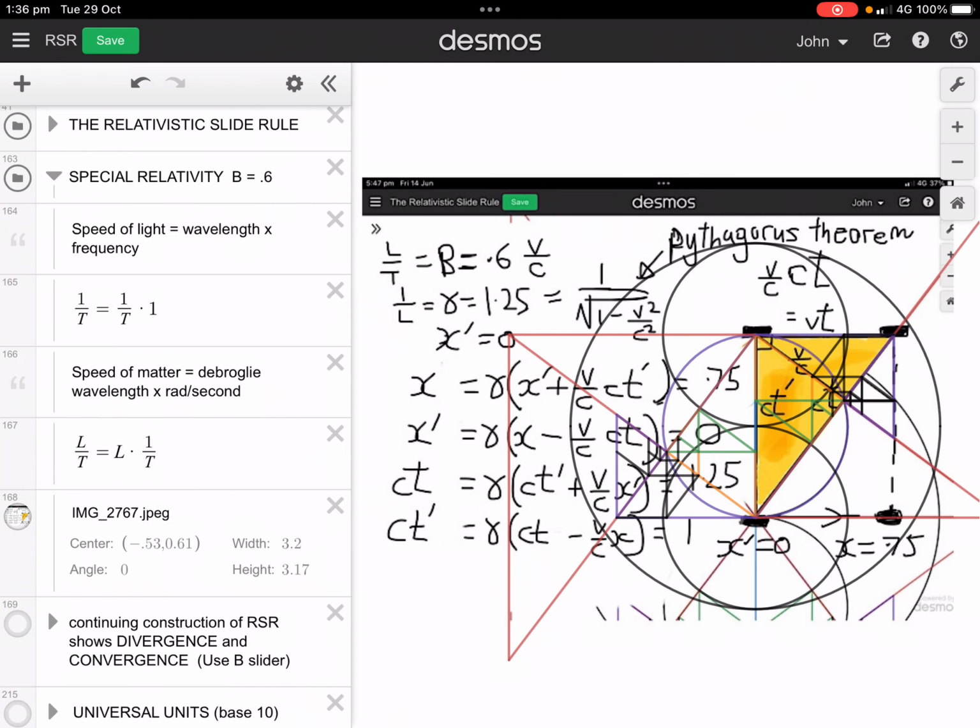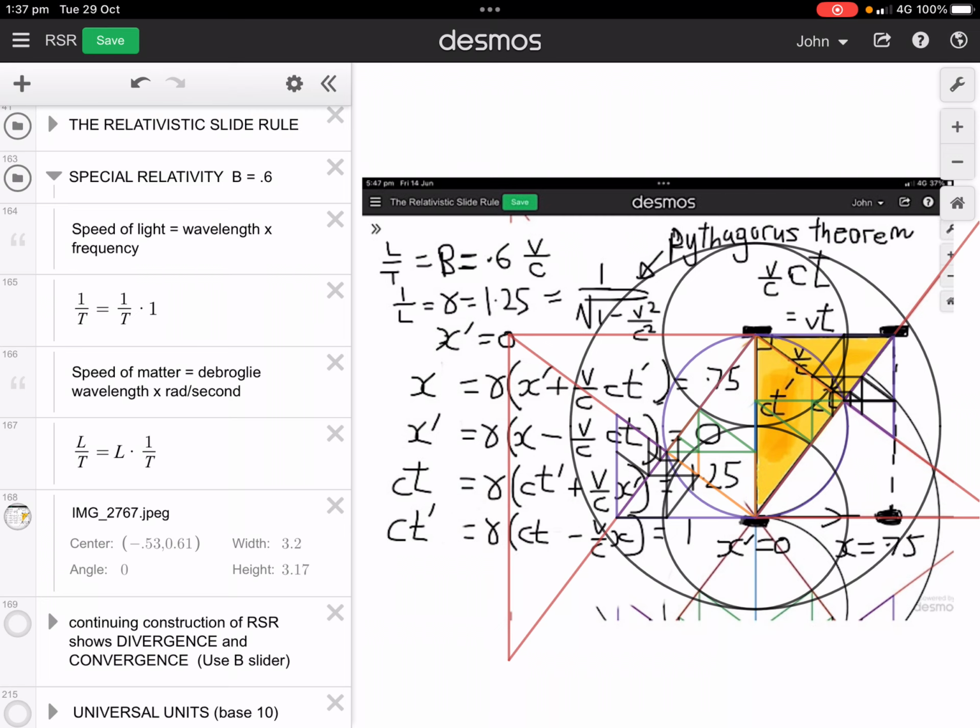Okay, I want to talk about special relativity and general relativity. So, in special relativity, light is not actually subjected to special relativity. Only matter is subjected to special relativity.